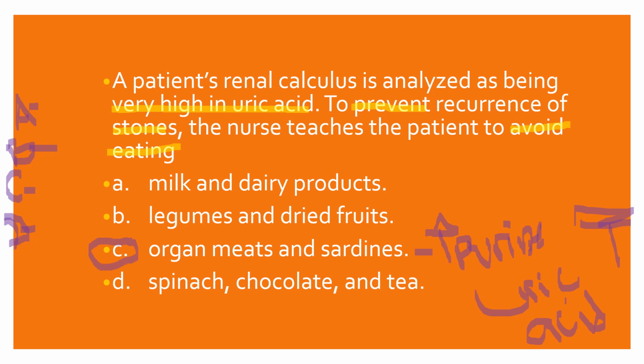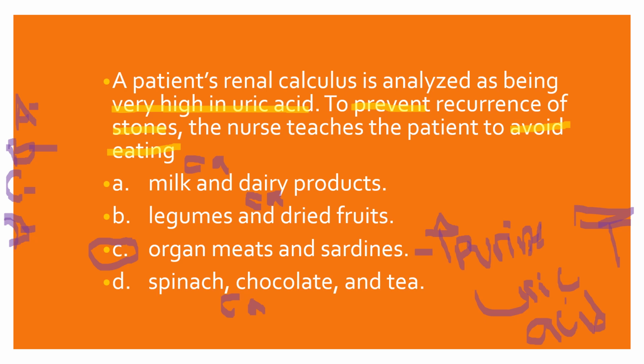So spinach, chocolate, tomatoes, legumes, dried fruit will increase the incidence of your calcium-containing stones. You know that these have calcium in it, and spinach and chocolate and tea have calcium. So something to keep in mind when you think about your fluids and electrolytes. If your patient is intaking too much of this stuff, they might get hypercalcemia, right?